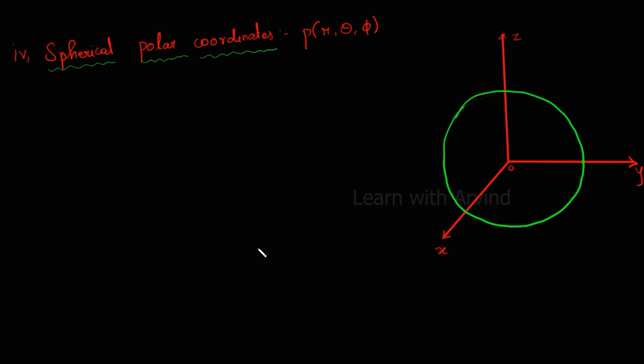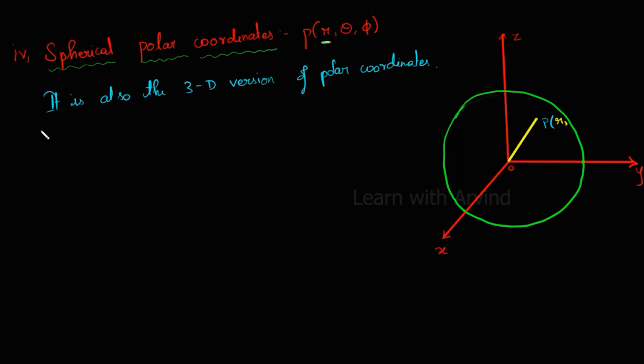Now let's move on to spherical polar coordinates. Consider you are having a sphere whose center is nothing but the origin of the x, y and z axis. This is what spherical polar coordinates is. If you are having a point P on the sphere which is at a distance of r from the center O, it is also the 3D version of polar coordinates. Not only cylindrical polar coordinates, spherical polar coordinates is also the 3D version of polar coordinates. R is the distance between origin and the point P, which is nothing but the radius of the sphere.